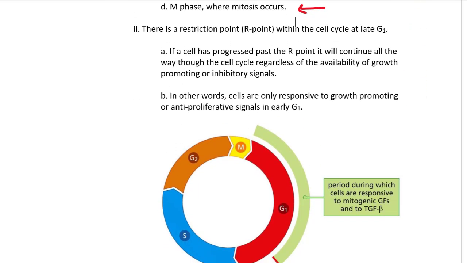There is a restriction point, R point, within the cell cycle at late G1. If a cell has progressed past the R point, it will continue all the way through the cell cycle regardless of the availability of growth-promoting or inhibitory signals. In other words, cells are only responsive to growth-promoting and anti-proliferative signals in early G1.